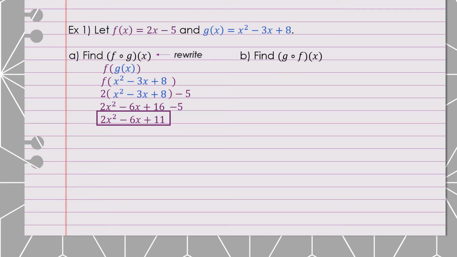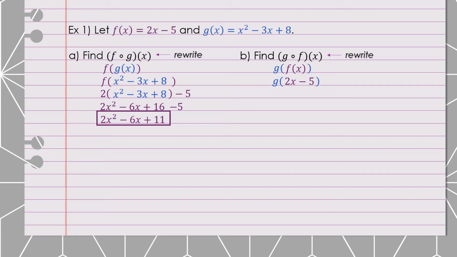Now for part B, it's reversing the order. This time we are looking for g composed of f. Now, anytime you see that circle, that composition, you have to take the time to rewrite it. As we read it from left to right, the first function we see is the g function. And on the inside, we see the f function. And so we always start inside the grouping symbols, and inside we see f of x. Well, f of x is the same thing as 2x minus 5. And we keep everything on the outside exactly as we see it.